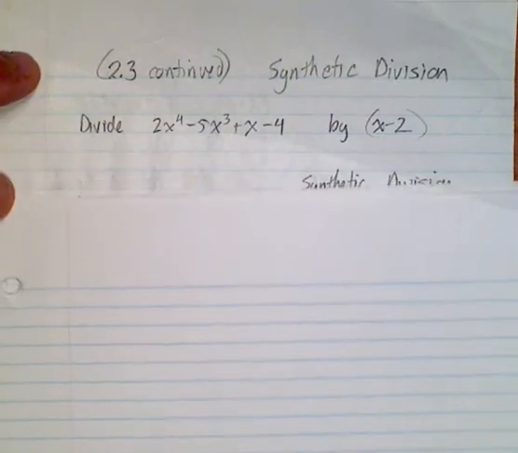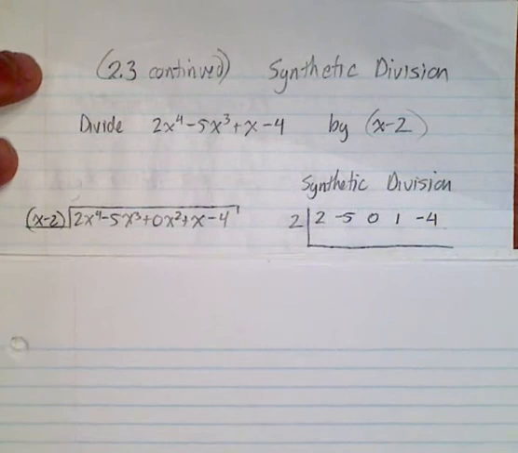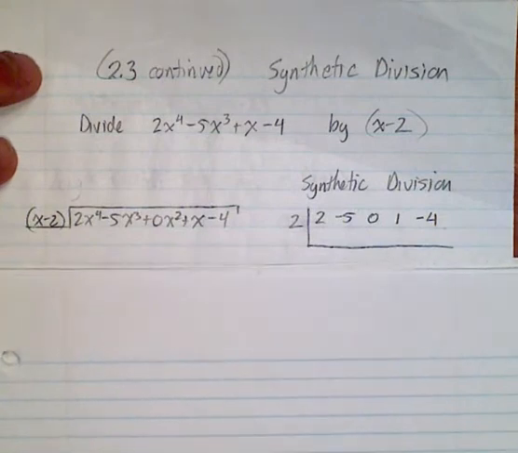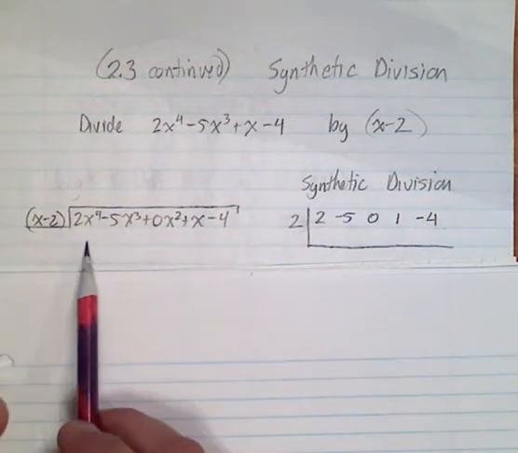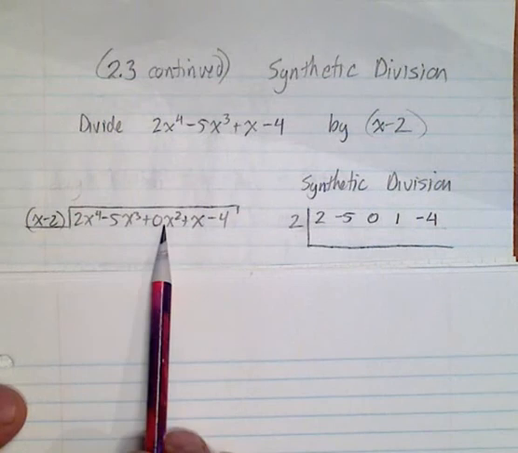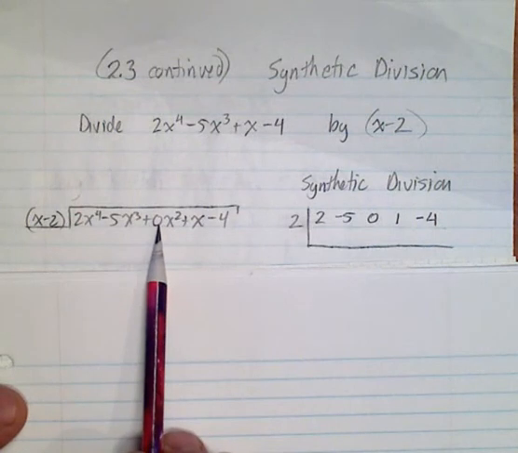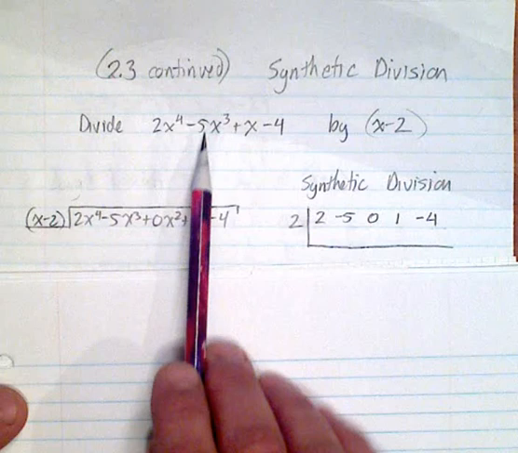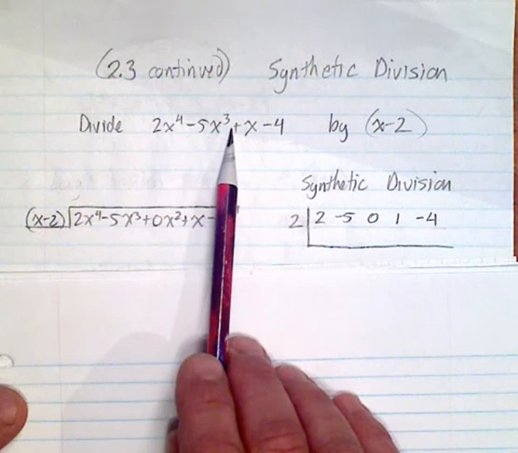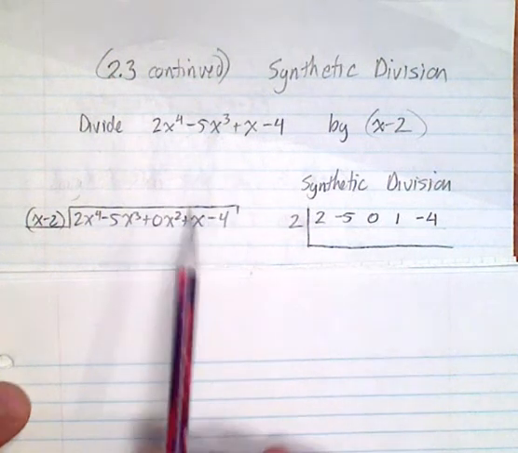What I'm hoping that you know how to do already is long division. Notice that we put the 0x squared in here to sort of fill in the place. There's no x squared, so we put a 0 there just to be sure.